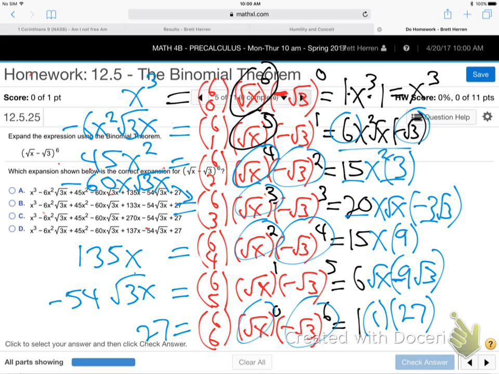All right. I'm going to flash over. I need to check something.